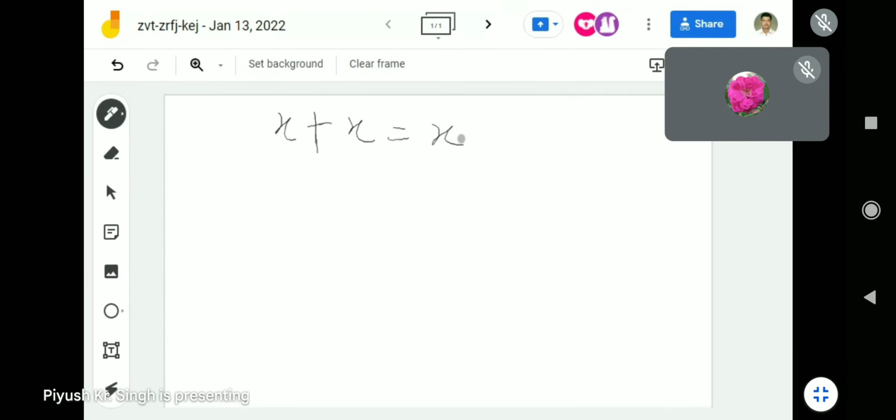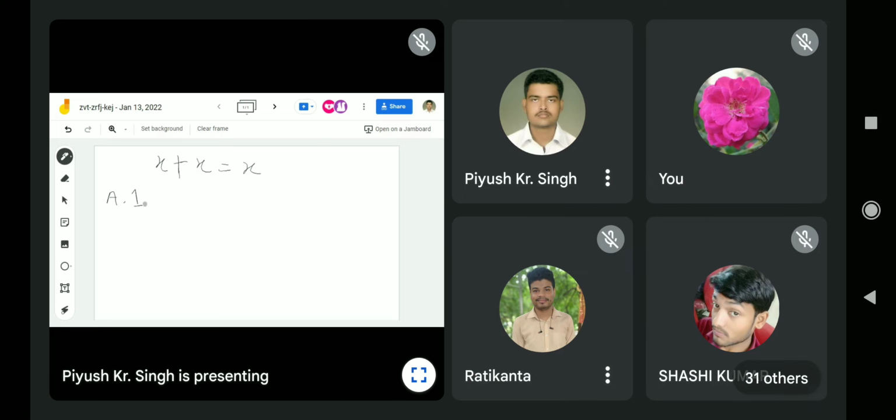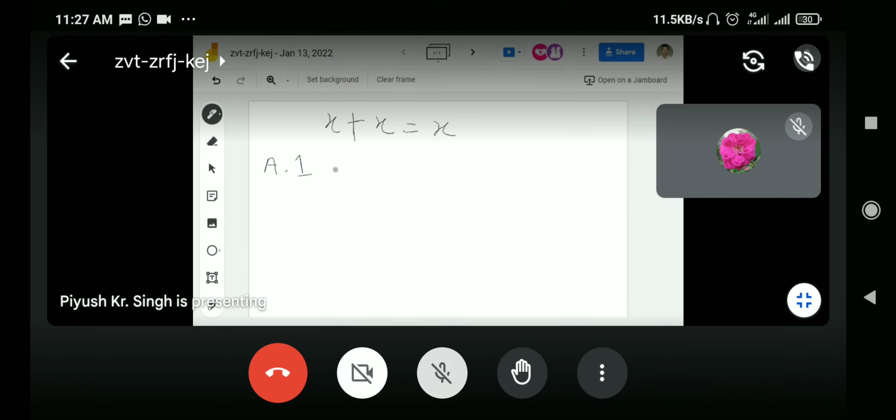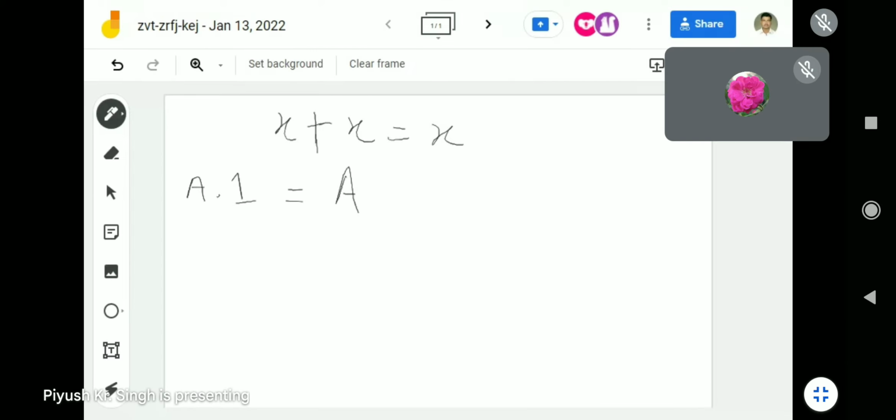Whatever postulates you have studied up to now, one of them is x into 1. If you have a Boolean variable a, then a into 1 would be a. This is already given to you in postulate number 2, in the definition of the Boolean algebra: x dot 1 is equal to x.